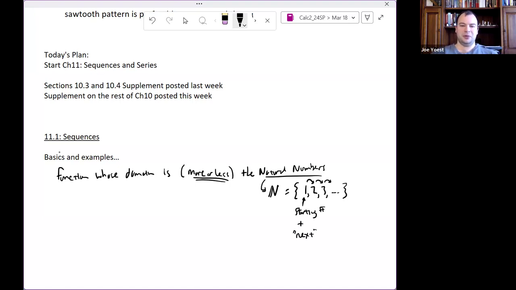So it's a function whose domain really satisfies these two characteristics. There's a starting number, and for each number, there's a next number. There's a successor function that can be applied to it. But typically, we just by default think of using the natural numbers as the domain.